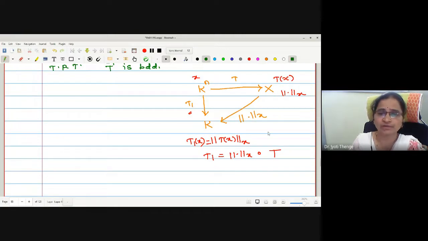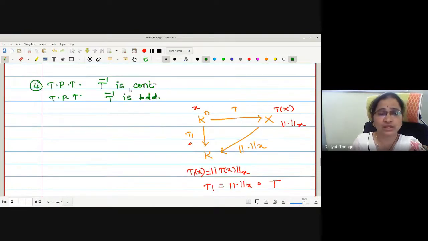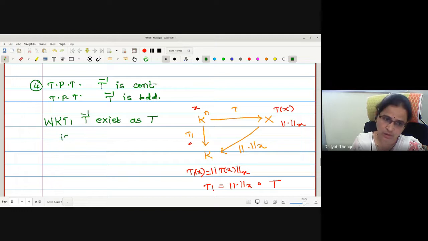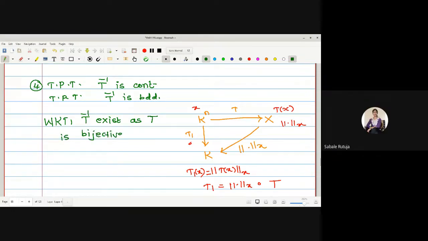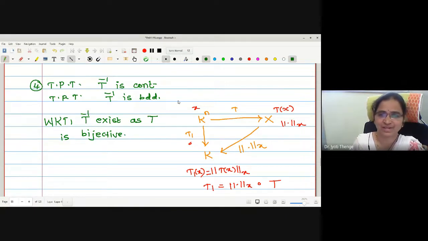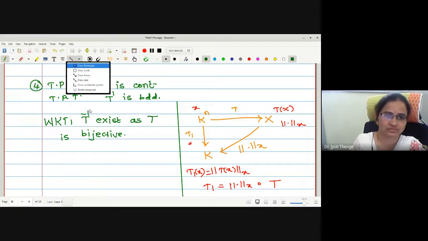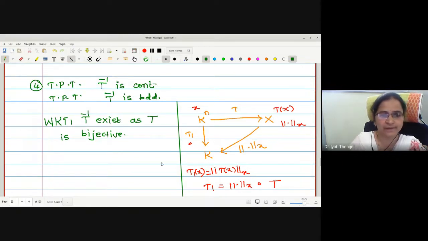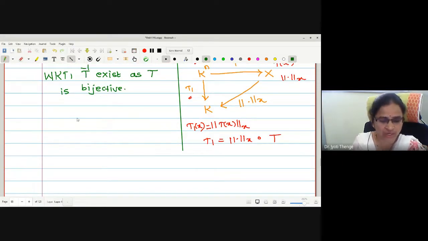Now here, the first thing we have to write is whether T inverse exists or not. Yes, it exists. We know that T inverse exists as T is bijective, which is obviously true. Therefore, T inverse exists as per our information.